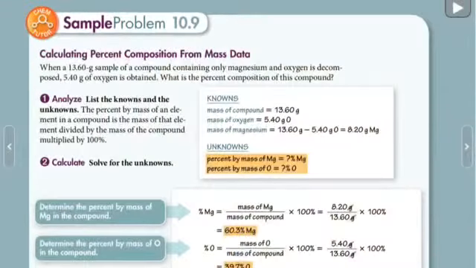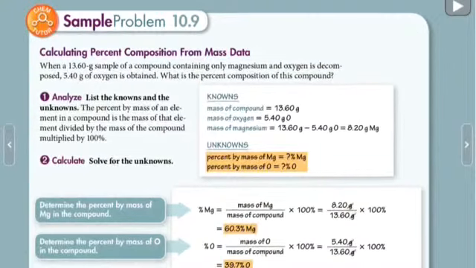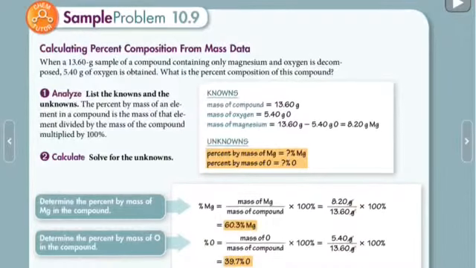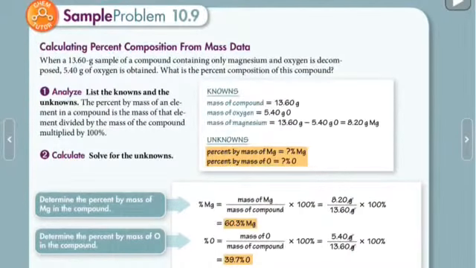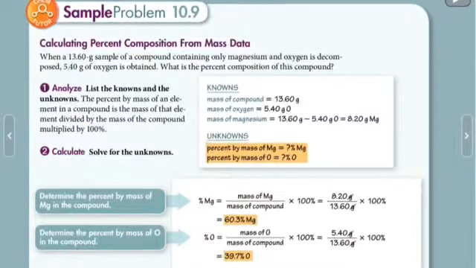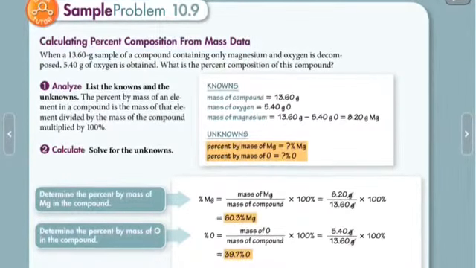My name is Alex Tomagalski, and I'll be demonstrating how to do percent composition problems. The first problem states, when a 13.60 gram sample of a compound containing only magnesium and oxygen is decomposed, 5.40 grams of oxygen is obtained. What is the percent composition of this compound?